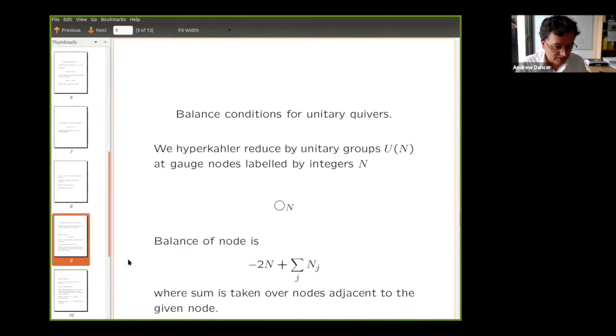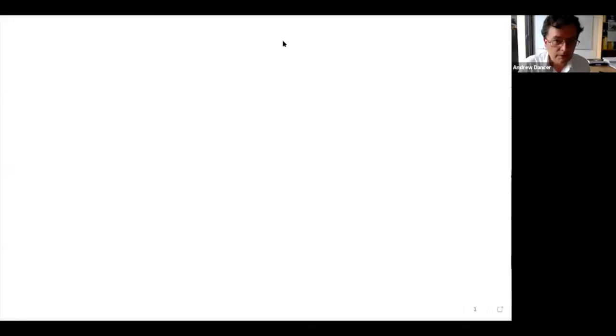So let's see. At this point, I will try and use the whiteboard just for a few minutes to illustrate a couple of examples. Let's see if this works. Okay, is this visible? Is the whiteboard visible? You see the whiteboard? Yeah, okay. So let's think of a couple of examples. You'll excuse my handwriting.